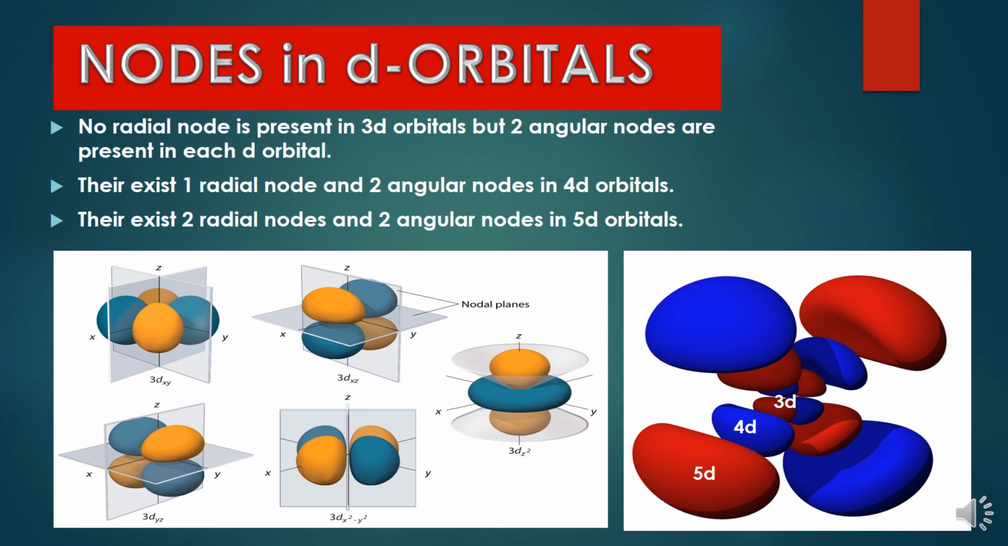Whereas angular nodes are fixed for every d orbital, whether it is of any shape. There are actually 4 lobes. So in between these 4 lobes, you can see 2 planes along which the electron probability density is 0. So those 2 nodal planes are called angular nodes. So each d orbital, whether it is 3d, 4d, 5d, 6d, they all will have 2 angular nodes, but radial nodes will vary according to the number n. As the principal quantum number increases, radial nodes will increase.